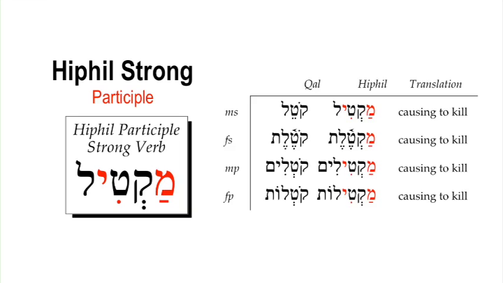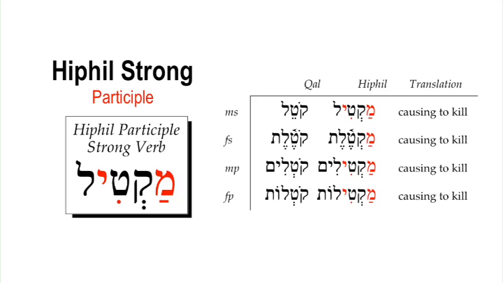Finally, we're going to move to our Hiphil participle, the Hiphil strong verb participle. Look at your screen with me. On the left side of your screen, you'll see the strong verb diagnostics for the Hiphil participle in the box. The form is pronounced maktil. You will see at the very beginning a mem prefix that you're coming to learn is diagnostic of the participle conjugation or inflection pattern, the mem prefix. You'll also see the pathach vowel underneath the mem prefix.